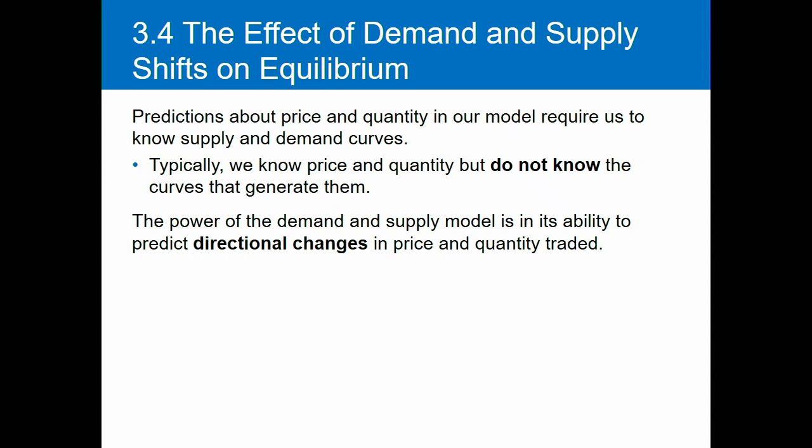Predictions about price and quantity in our model require us to use the supply and demand curves, and it requires us to know those if we're trying to use this model. Typically we know the price and the quantity, but we don't know the shape and most of the points on the curves that generate them. In real time, this is very difficult and practically impossible to figure out. Even though we don't know the exact supply and demand curves in the real world, we can still use this model to predict directional changes of increases in prices and quantities.